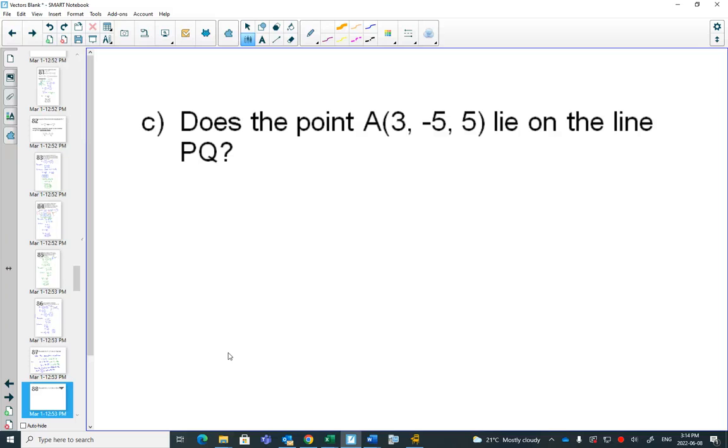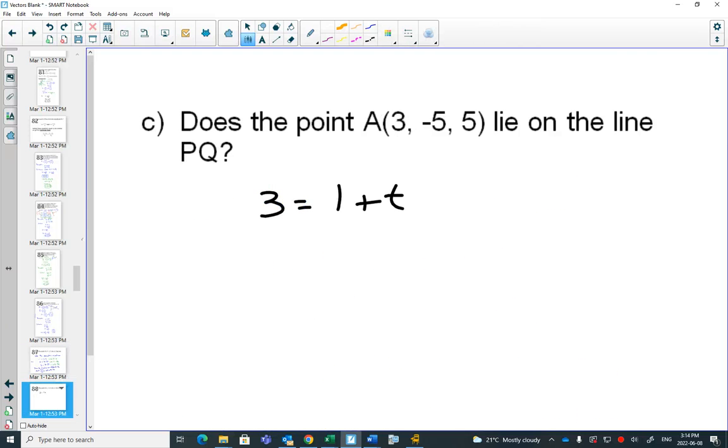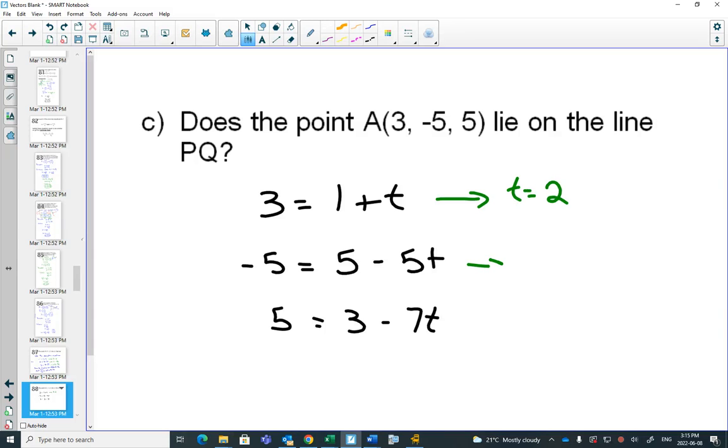Okay, we just found a point that doesn't lie on our line. So there's another question. Does this point lie on the line? No. All right. 1 plus t, 5 minus 5t, and 3 minus 7t, and the point is 3, negative 5, and 5. So again, using the parametric equations, solve for t. Here, t is equal to 2. Here, move the 5 over, negative 10 divided by 5. T is equal to 2. And finally, move the 3 over, divide by negative 7. T is equal to 2 over negative 7.